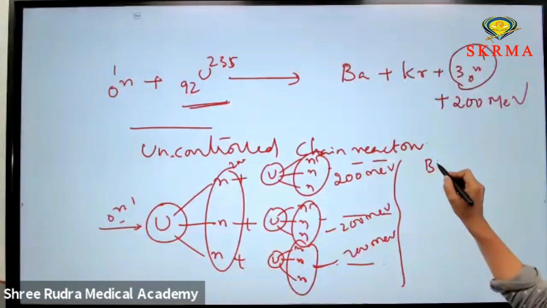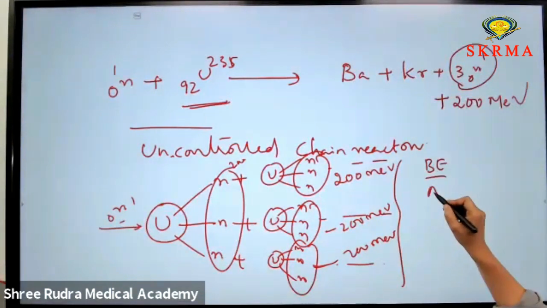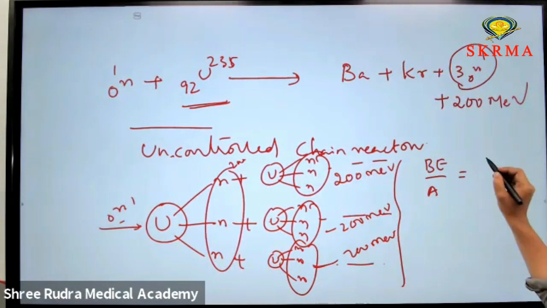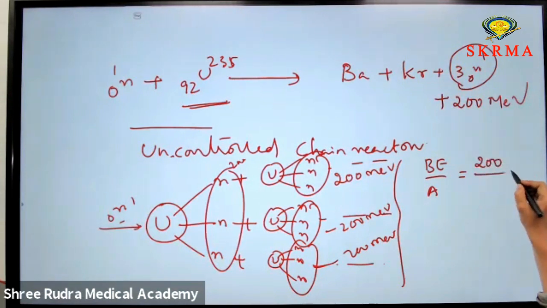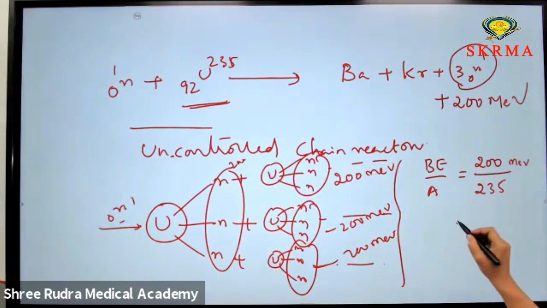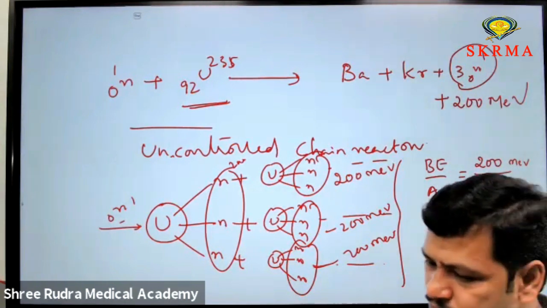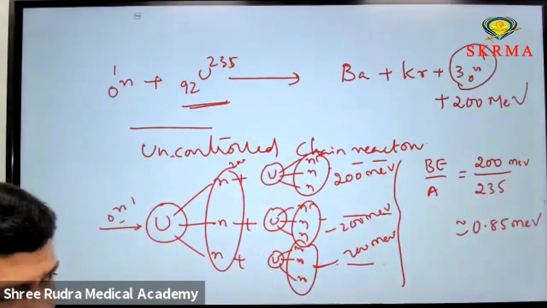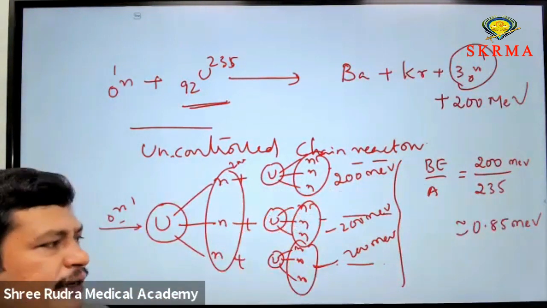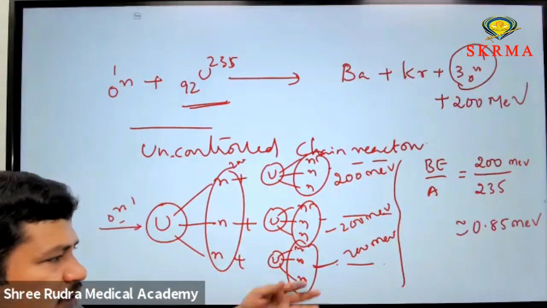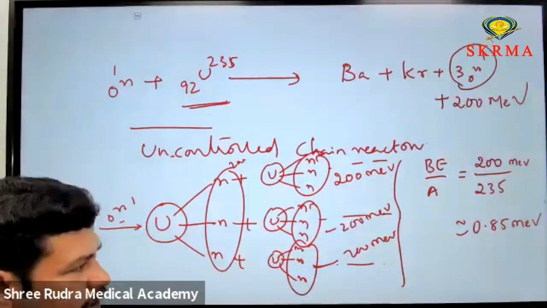If you want to calculate the binding energy per nucleon, meaning how much energy is released per nucleon: 200 MeV is released for each fission of uranium-235. It gives us approximately 0.85 MeV. The average binding energy per nucleon in the nuclear fission process is 0.85 MeV.